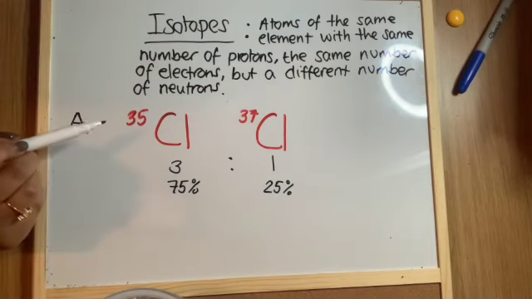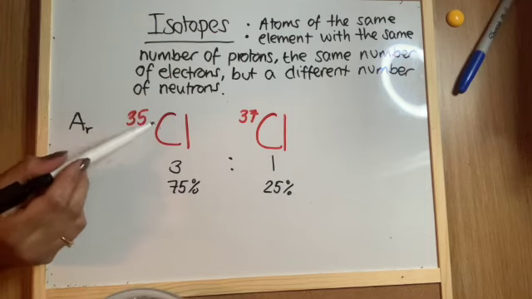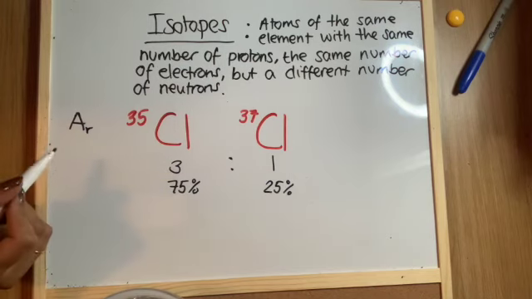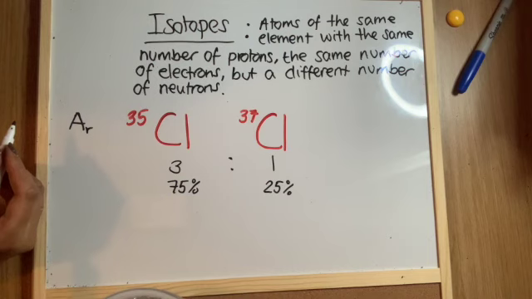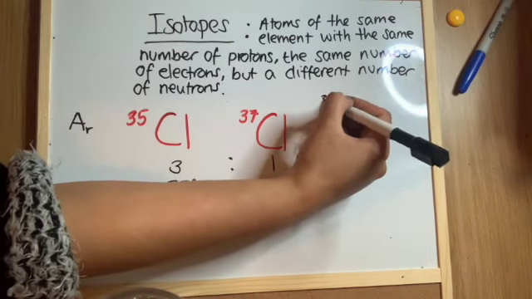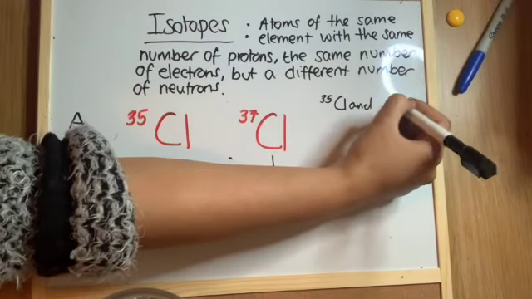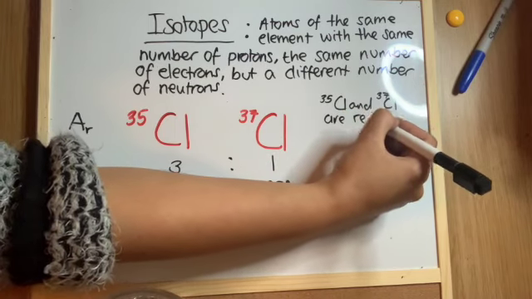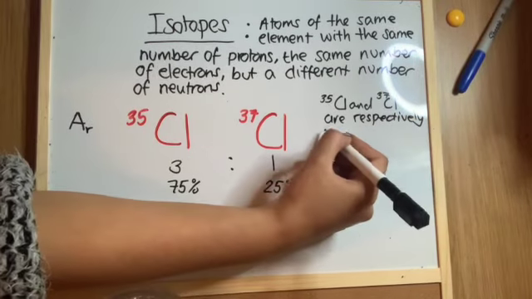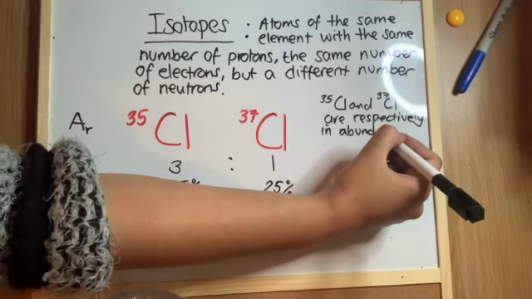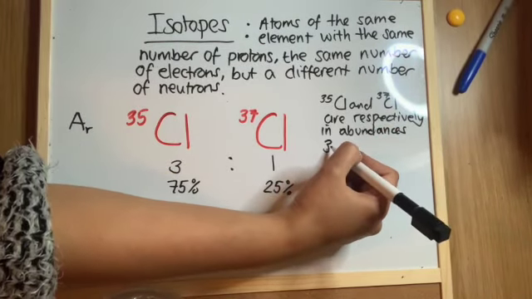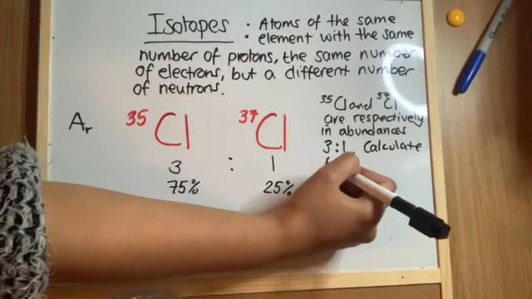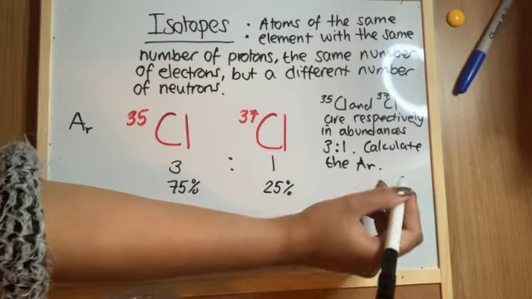So if this was to come up as a question, it could be written as you have chlorine 35 and chlorine 37 with relative abundances 3 to 1 respectively. So if it was actually written out as a question, you might see it written out like this. Chlorine 35 and chlorine 37 are respectively in abundances either 3 to 1 or 75%, 25%, something like that. And then the question would be, calculate the AR, or it may say relative atomic mass.